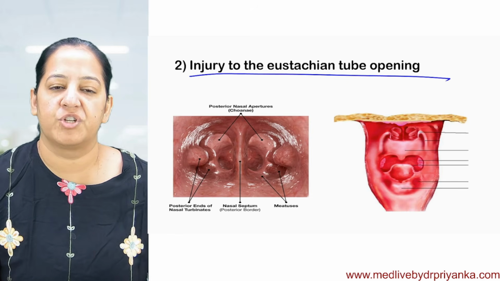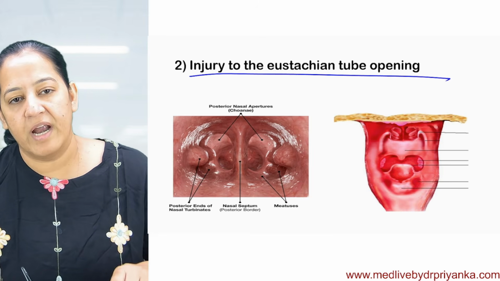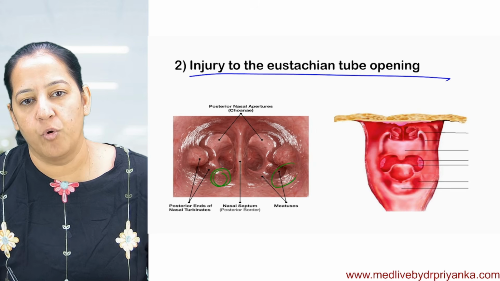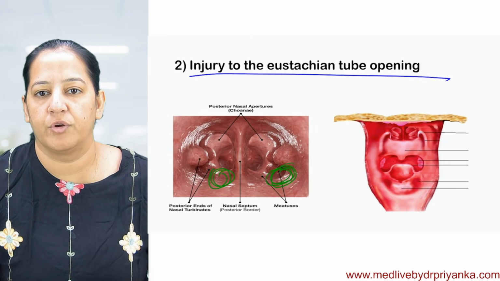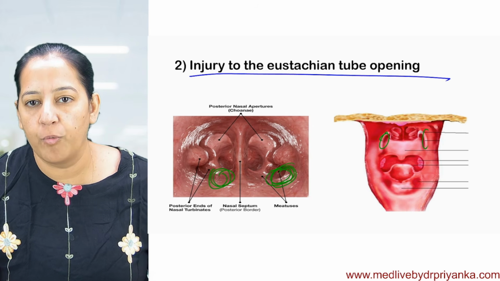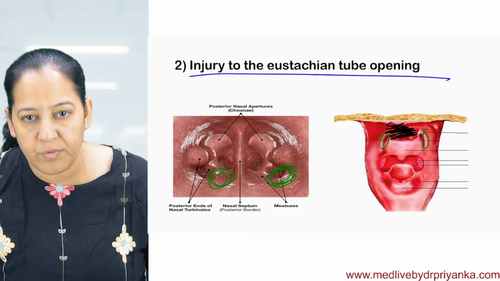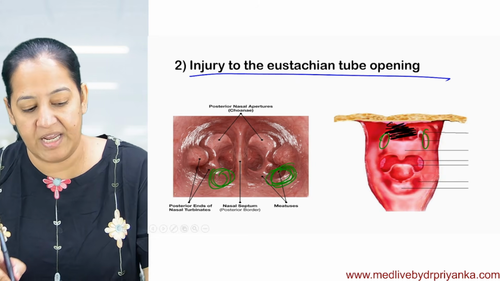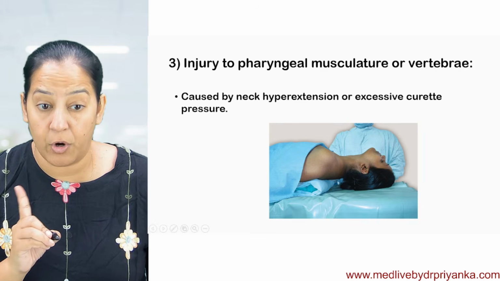Second, injury to the Eustachian tube opening, which is very common in the surgery. You can see close to the adenoids is the Eustachian tube opening. Eustachian tube openings can be injured. They are very close to adenoids. This is adenoid. So during surgery, the surgeon has to take care that during adenoid removal, the Eustachian tube openings are not injured.